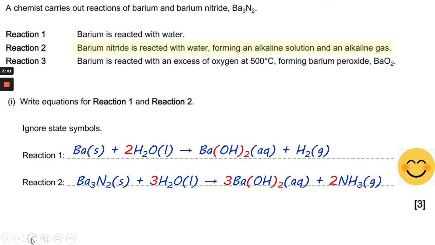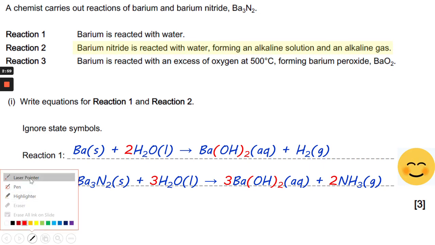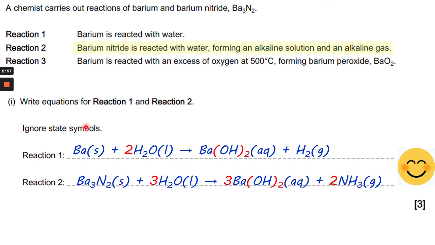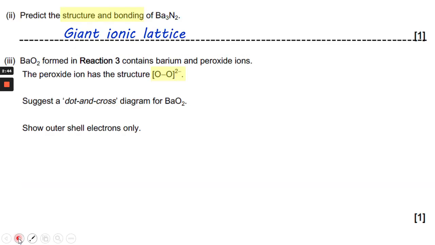Now, I know it says ignore state symbols, but I'm just taking a moment to take you through how you might want to use state symbols if you are asked to include them. You don't have to do it in this particular question, but let's say they asked you to include them. I thought I'd take you through how to put them in. So, the structure and bonding of barium nitride has to include something about its structure in terms of its lattice, and the bonding of that lattice is obviously ionic, so we call it a giant ionic lattice.